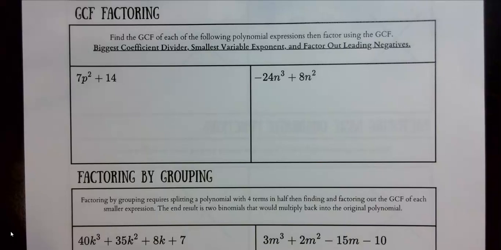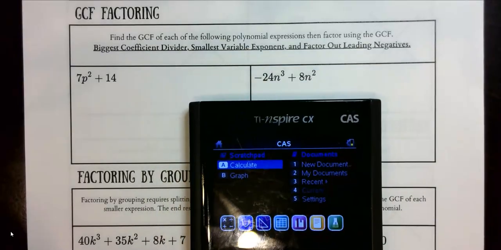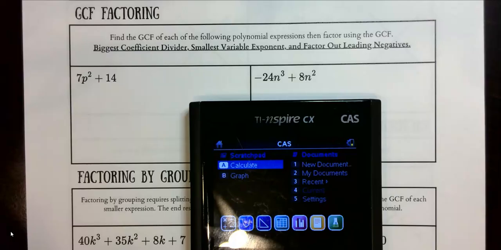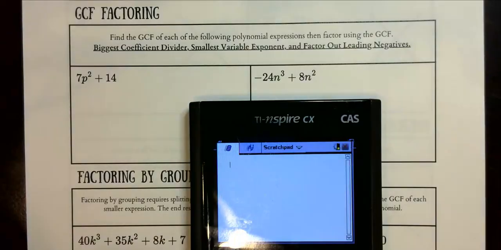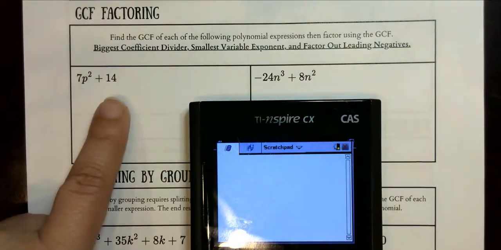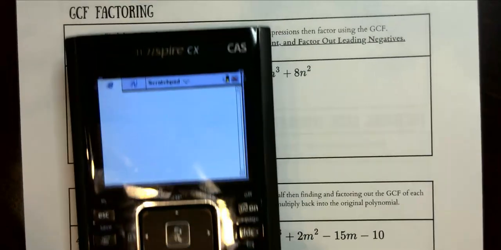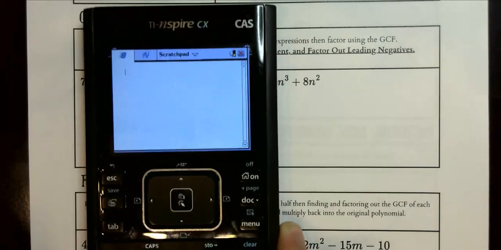So I'm also going to remind you that there is a way for you to use your calculator to find the greatest common factor, especially when we're dealing with much bigger numbers. So I'm going to remind you that I am using a TI Nspire. So if you also have a TI Nspire, let me show you how to find the greatest common factor on your calculator. So I'm going to go to my scratch pad. So I'm just going to hit A here. And my numbers are 7 and 14. So I'm going to move over here so I don't show you the glare.